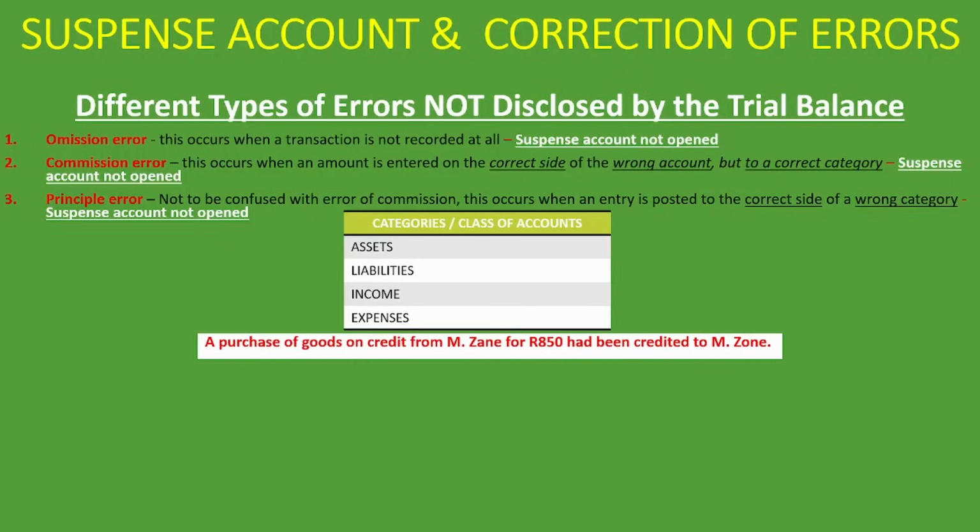Well, M Zane is a supplier, which is a liability, and M Zone is also a supplier, which is also a liability. So if you see two names here, usually you're dealing with the same category, and in this case it is the same category, right? M Zane and M Zone, they're both our suppliers. So the debit is fine, but the credit is incorrect, even though it's the correct amount, but it's the wrong account in a correct category. They're both creditors, meaning they're both under liabilities. So what does that make this? This makes it the error of commission.